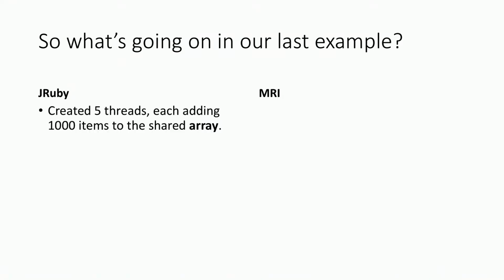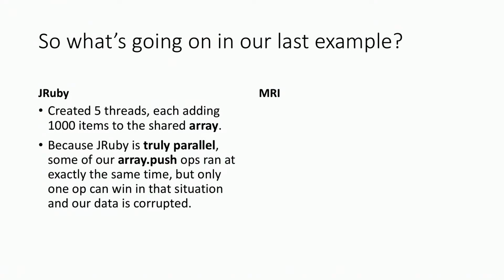So here's what's going on. In Ruby or JRuby, we got 5 threads adding 1,000 items. But JRuby, because it's built on the JVM, and I'm not fully qualified to talk about why this is, is truly parallel, meaning that all threads will be executing the same chunk of code at the same time. They could be accessing the same data at the same exact time. Some of our elements get dropped off because only one process can win in that situation.